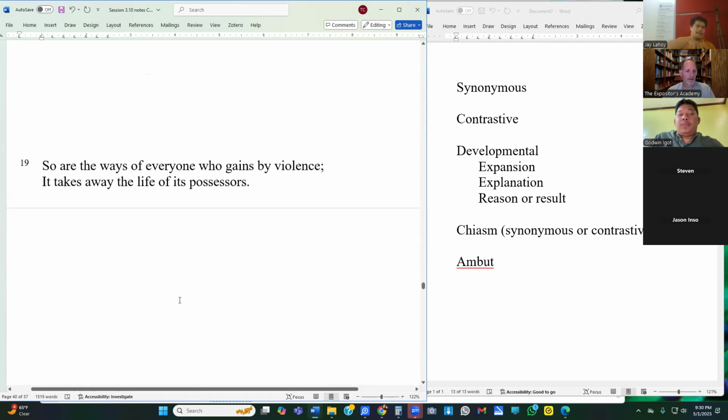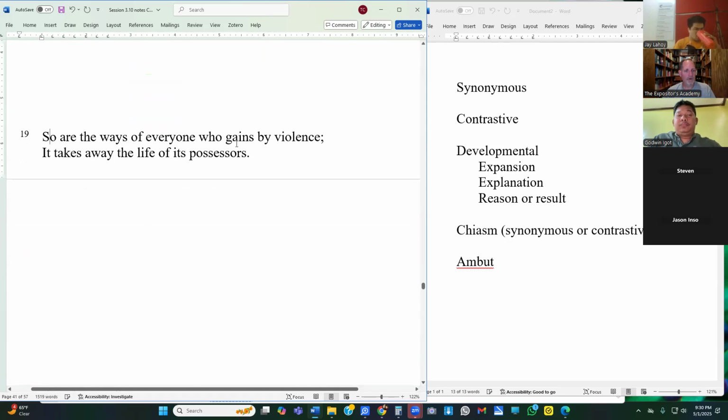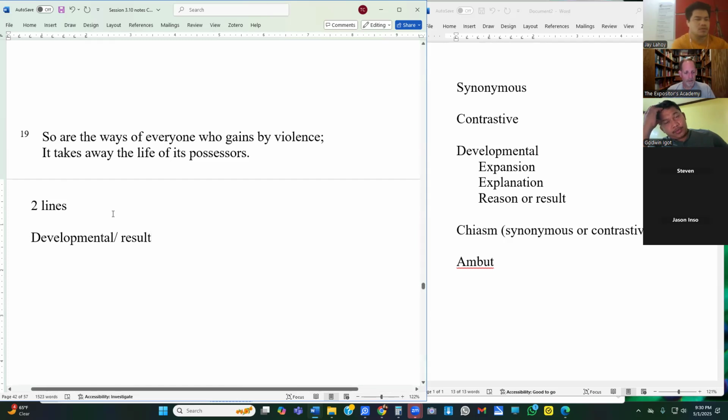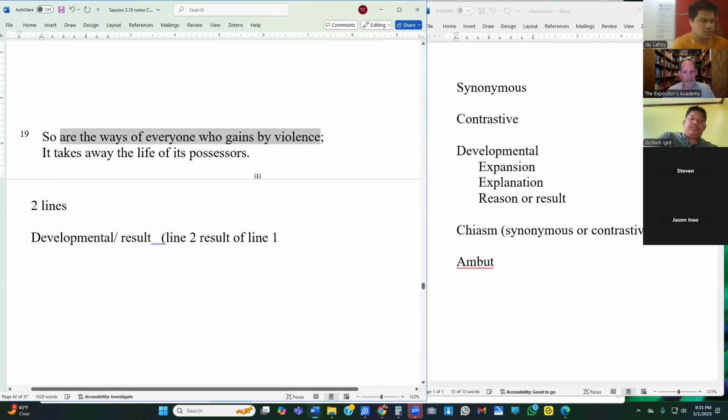Then finally, so are the ways of everyone who gains by violence. It takes away the life of its possessors. So it's two lines here, which would be what we would see in the other translations. And here it's developmental, result. Line 2 is a result of line 1. See that? The ways of everyone who gains by violence, it takes away the life of its possessors. That's the result. Those who gain by violence, their life is taken away. I think that's how I would do that.